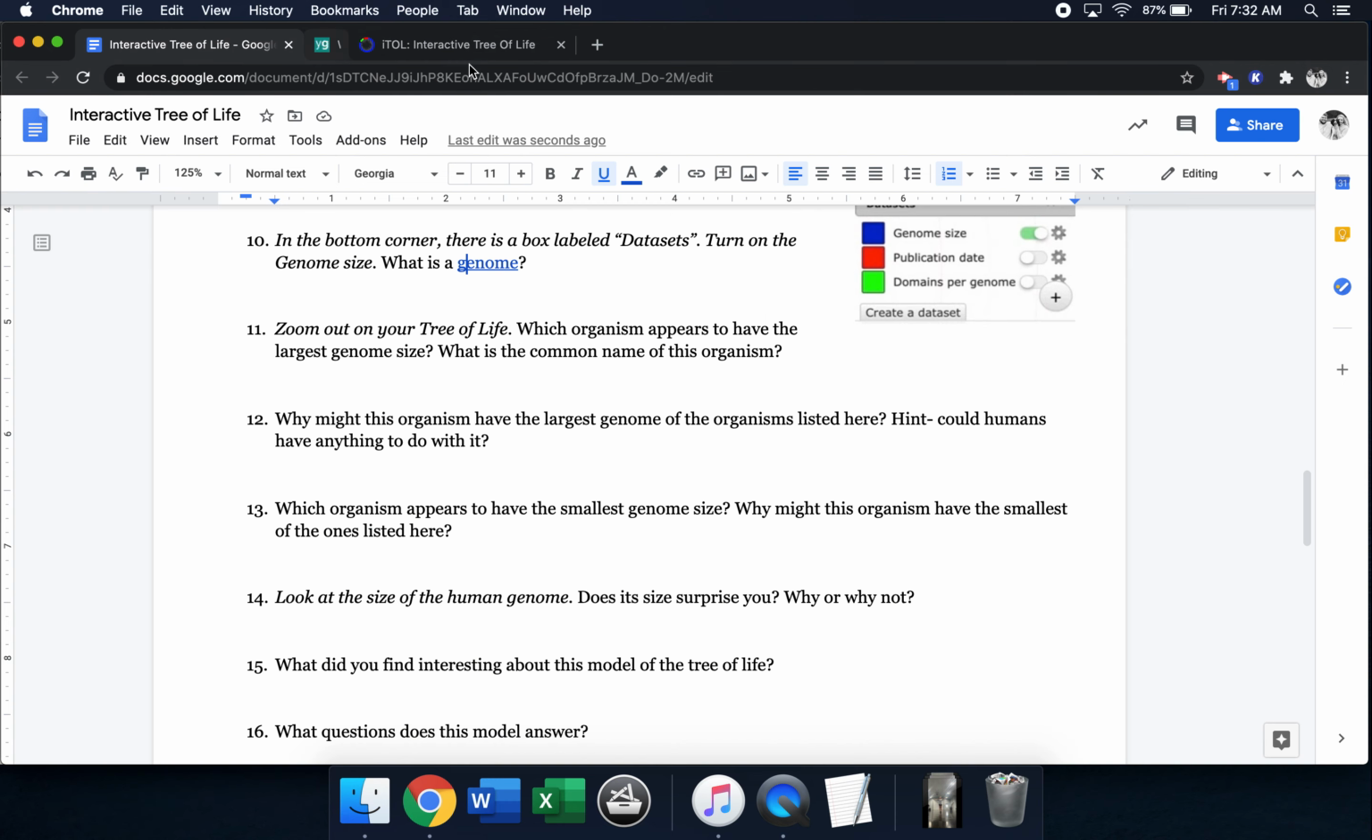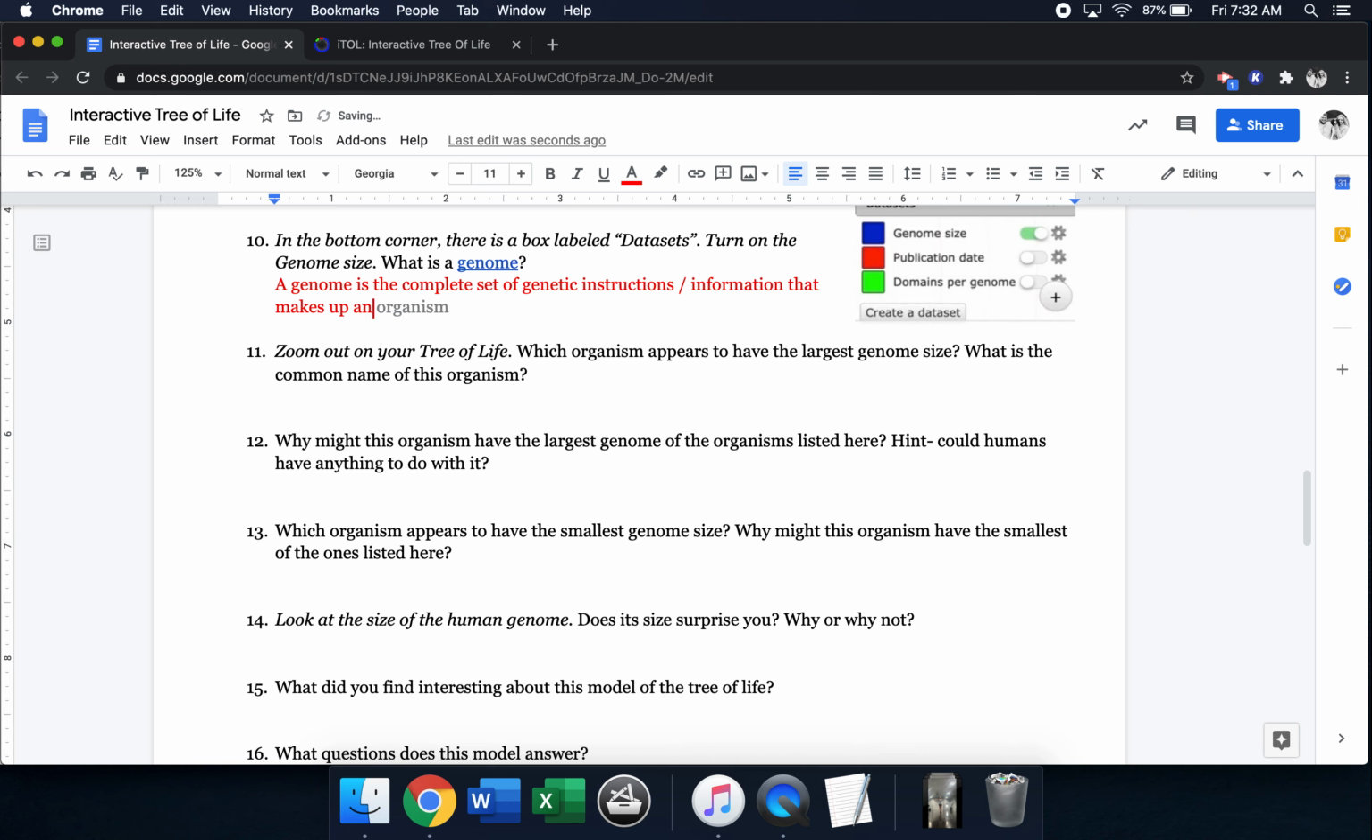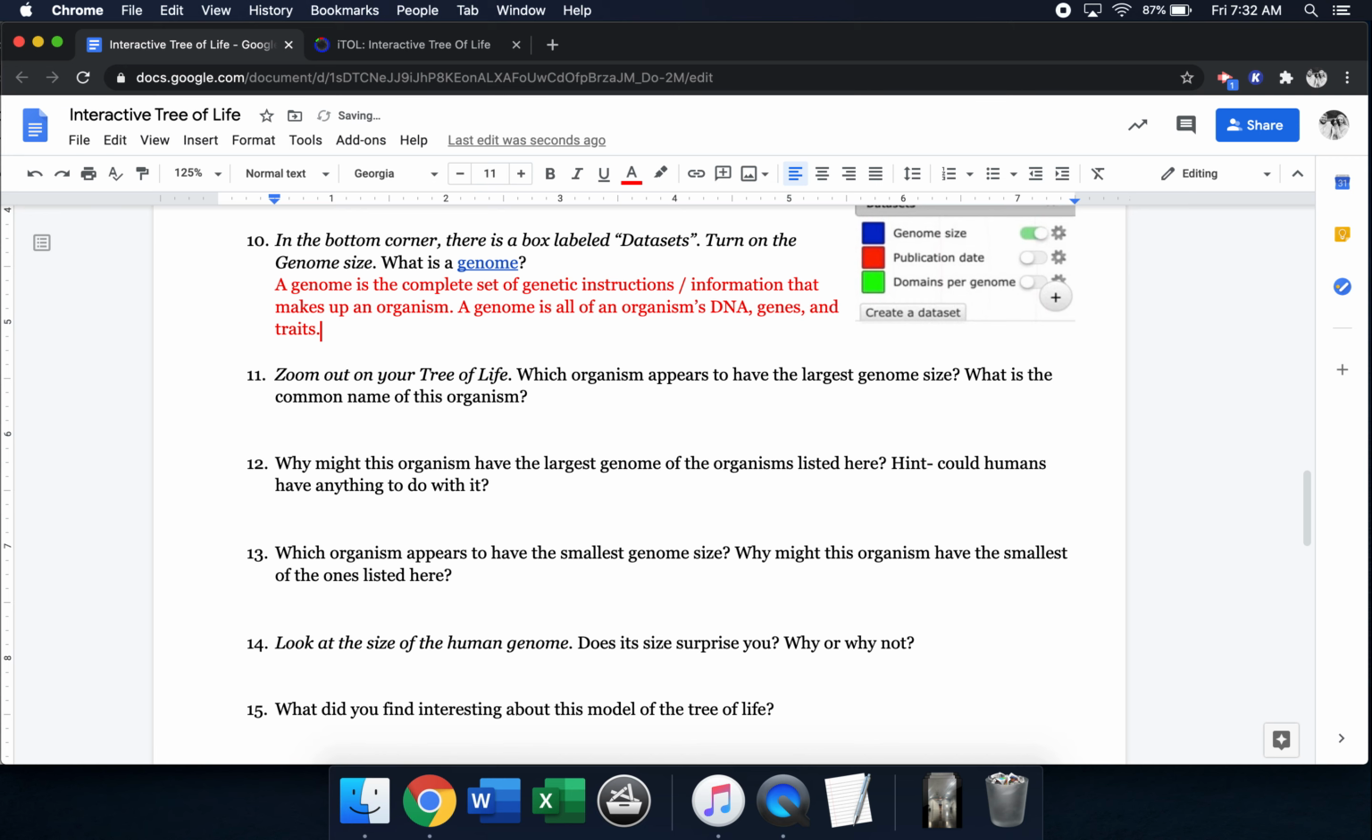A genome is the complete set of instructions or information. I'm going to add genetic. That makes up an organism. A genome is all of an organism's DNA, genes, and traits.